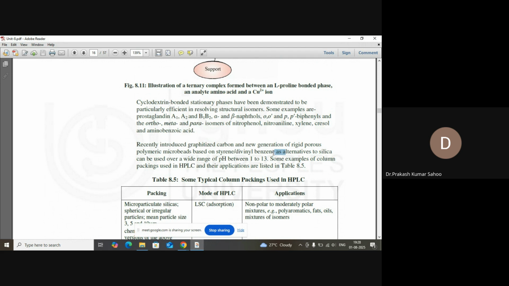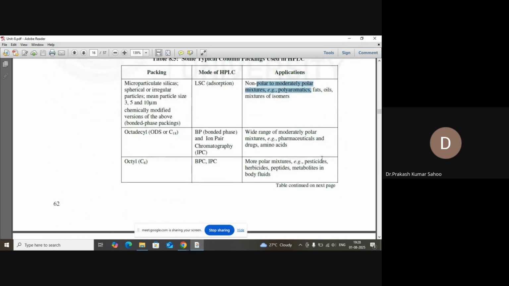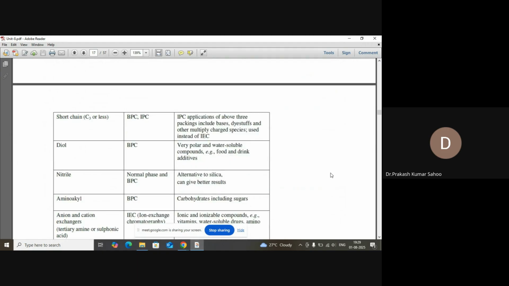The amino acid choline, it is also a chiral center, and the copper ion gets attached to it. The packaging material for the stationary phase, and this is the absorption phenomenon, and what are the applications? This is non-polar to moderately polar. Then this is the packaging bonded phase, and this is moderately polar octyl, that is C8. This is bonded pressure chromatography and your ion partitioning chromatography.